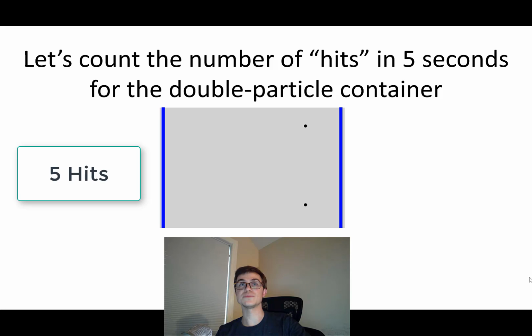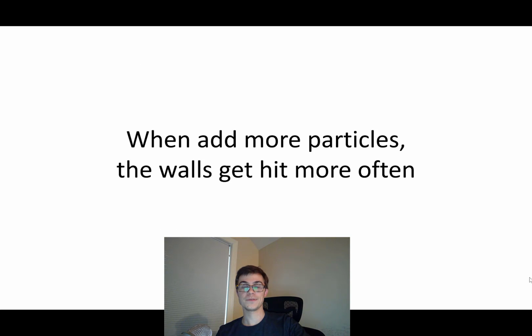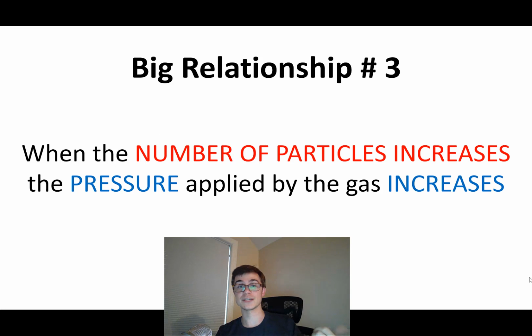Once again, it was more than our default 1 particle in the box. That makes sense because we have 2 particles, so we would expect to have about twice the number of hits. When we add more particles, the walls get hit more often. And if they get hit more often, that means that that force is being applied more often, so you have higher pressure. So this is the third big relationship. When the number of particles in a gas increases, the pressure applied by that gas is also going to increase.